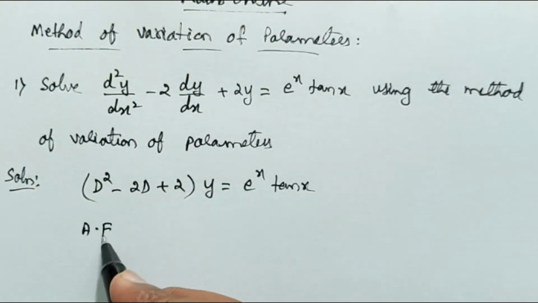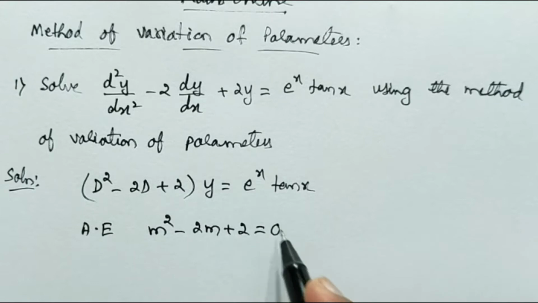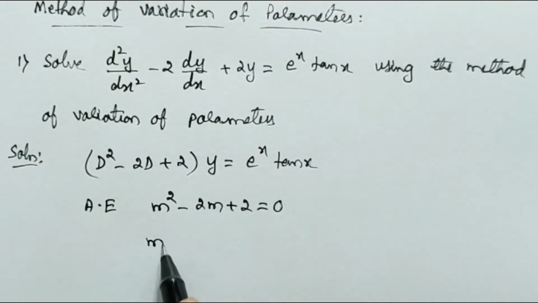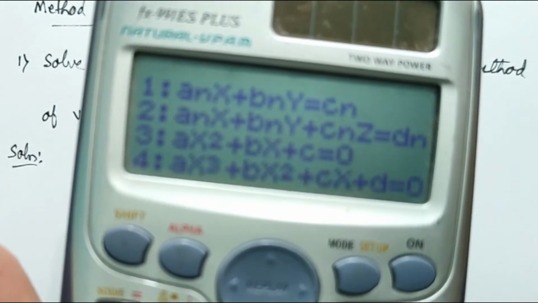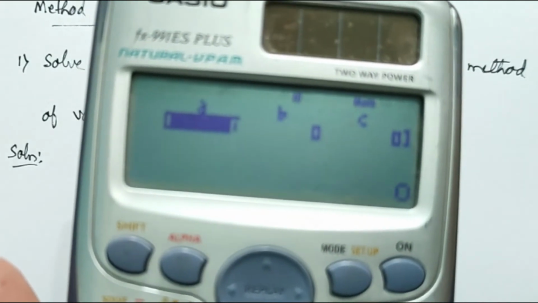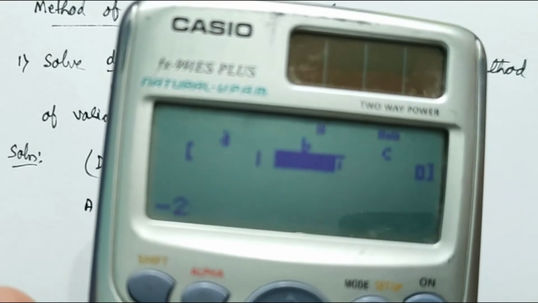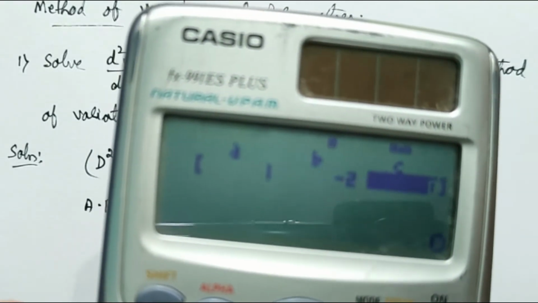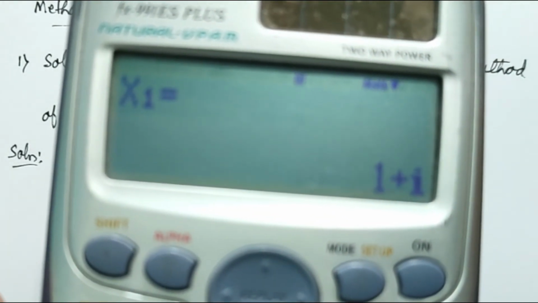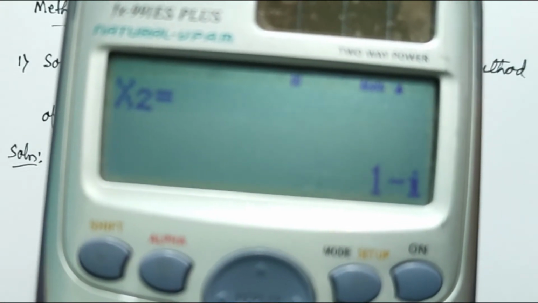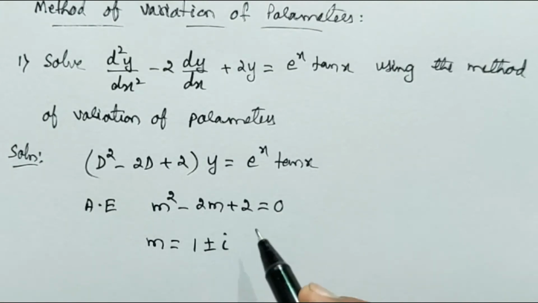So the auxiliary equation here will be m square minus 2m plus 2 is equal to 0. You can find out the roots of this quadratic equation. Coefficient of m square is 1, coefficient of m is minus 2, and the constant term is 2. The first root will be 1 plus i, the second root will be 1 minus i. Therefore the roots we have are 1 plus or minus i.